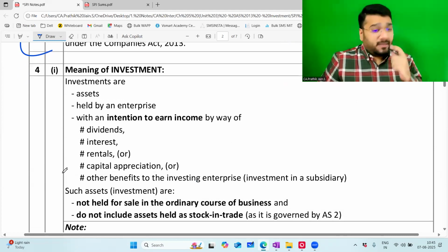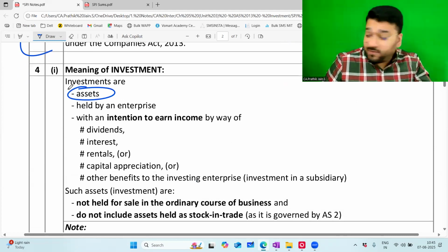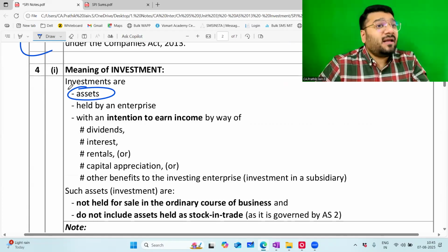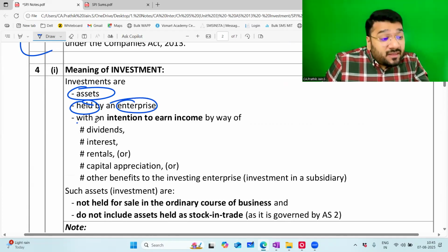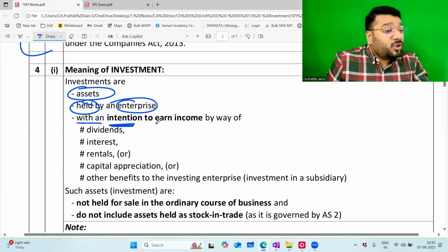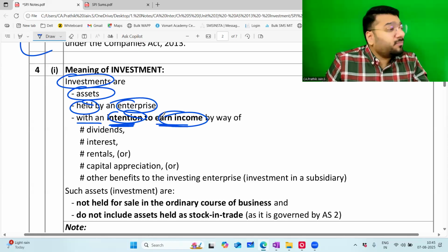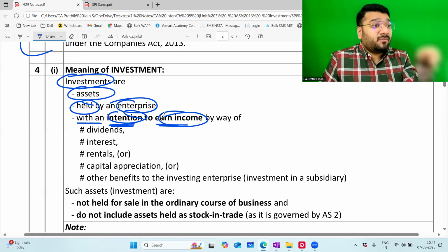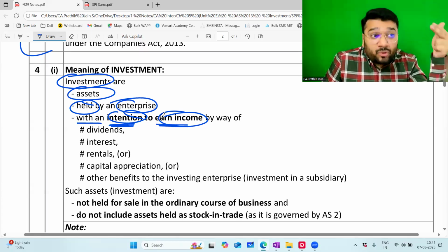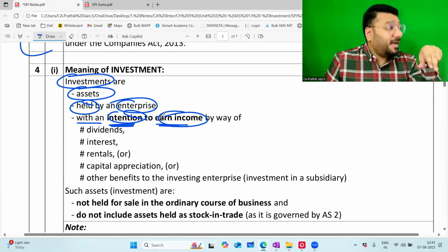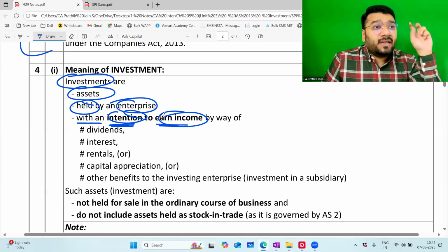So, the meaning of investment. First and foremost, investments are assets held by an enterprise with an intention to earn income. So investments are made with the intention to earn income. AS 13 does not talk about the actual earning of income. They're saying that if you have the intent to earn income, then the money that you invest in that item is called investment.